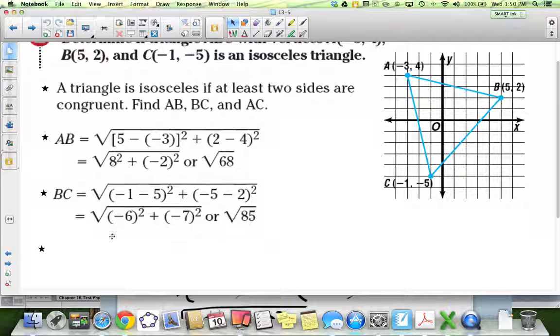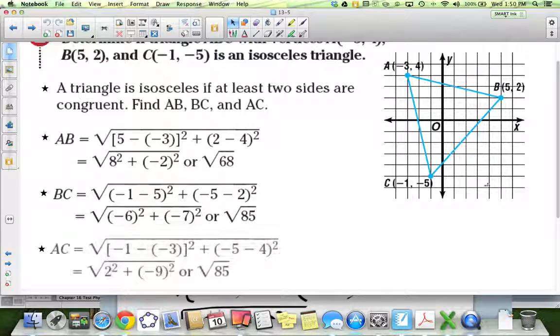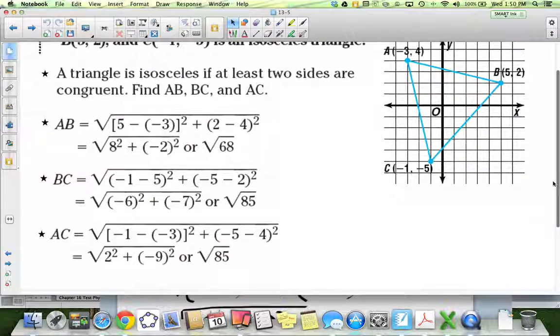One last side, which is side AC. You want to find the distance between A, this point, and point C. Again, using the distance formula, this becomes negative 1 minus negative 3, negative 5 minus 4 squared, and you end up with radical 85. If you notice, this is radical 85, that is radical 85. Those 2 sides are congruent, therefore we have an isosceles triangle.